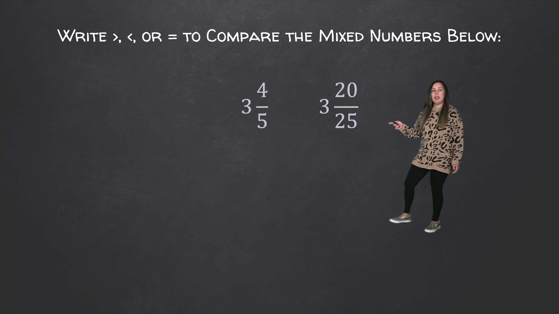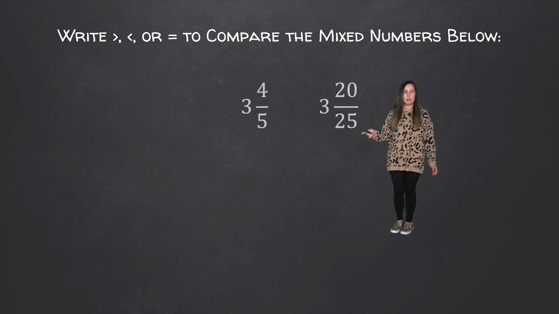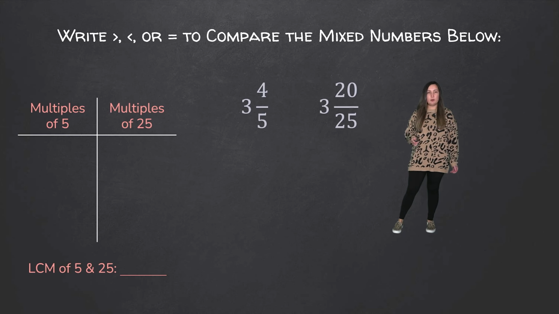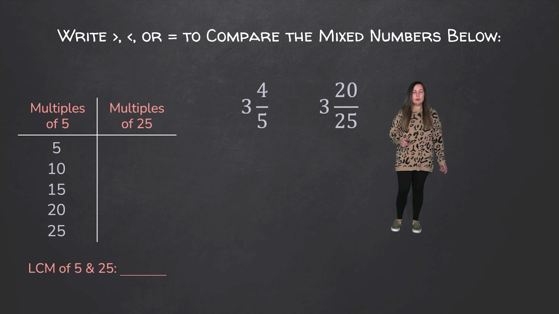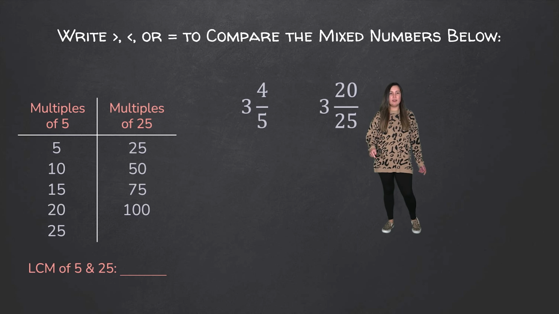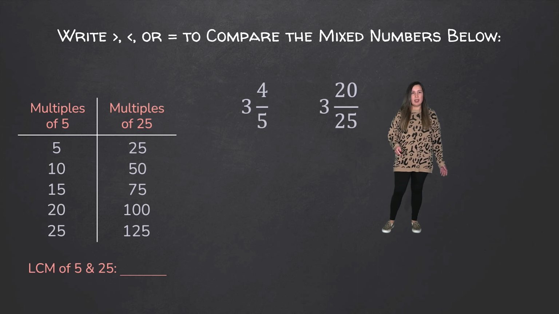Right? So here we have two other mixed numbers. We have 3 and 4/5 and 3 and 20 over 25. So our denominators are different, so we have to make sure that they're the same. So we're going to find the multiples of 5 and 25 and then find the least common multiple. Our multiples of 5 are 5, 10, 15, 20, 25. And our multiples of 25 are 25, 50, 75, 100, and 125. Now, our least common multiple between 5 and 25 is 25.